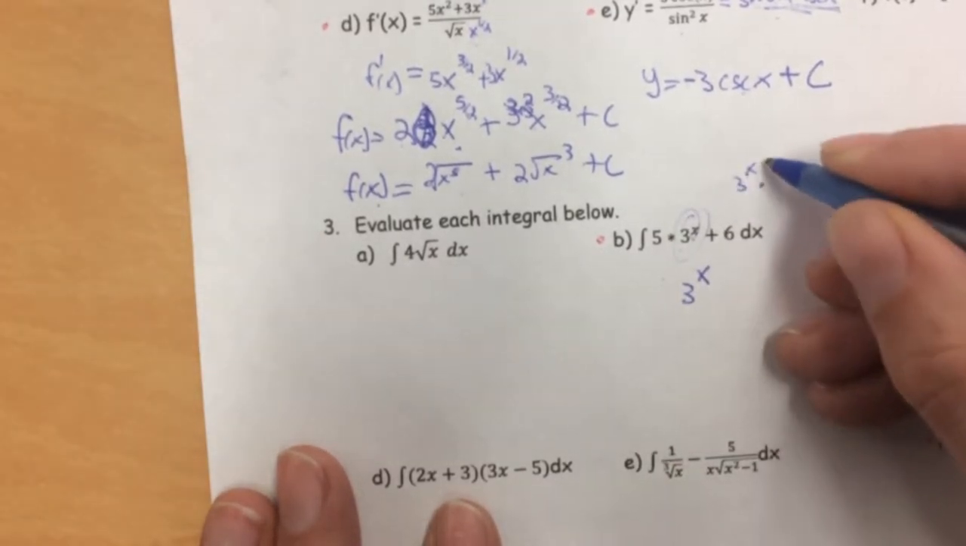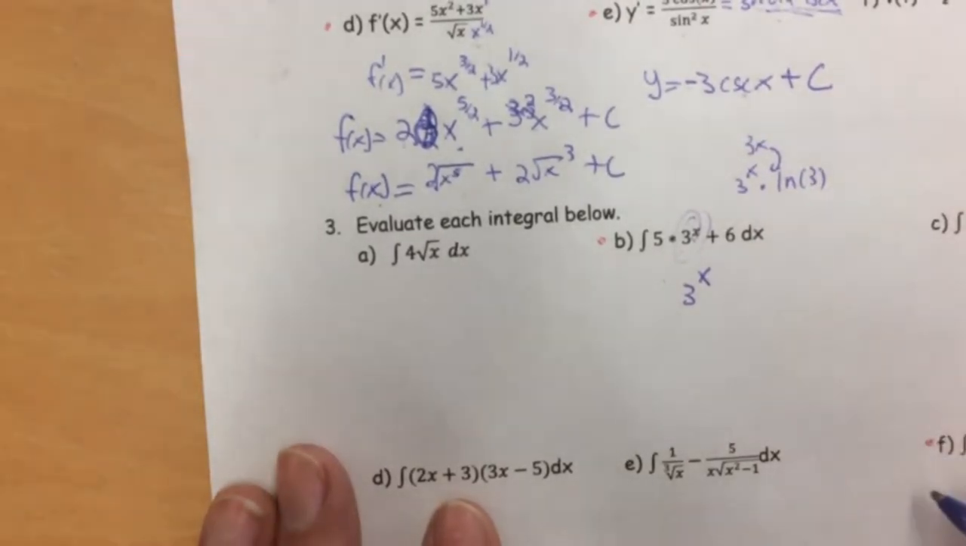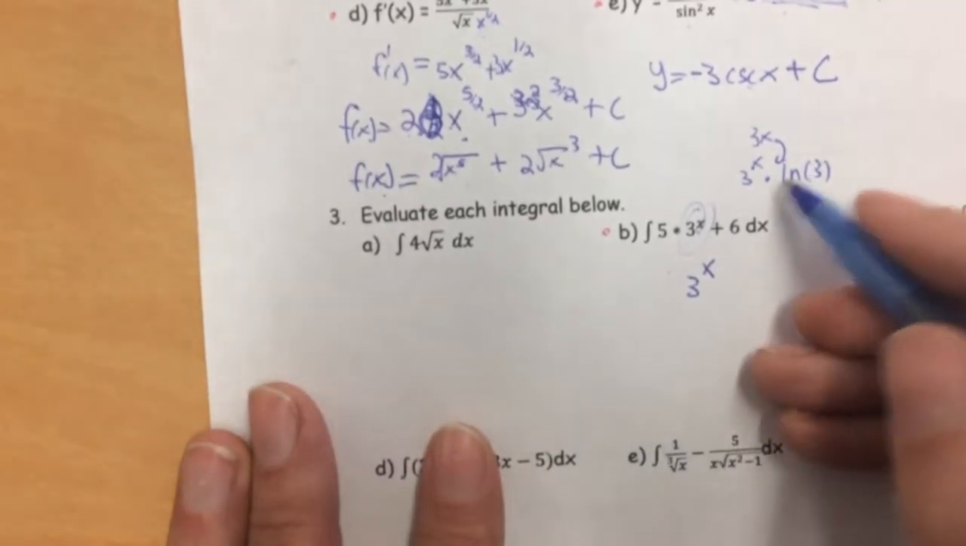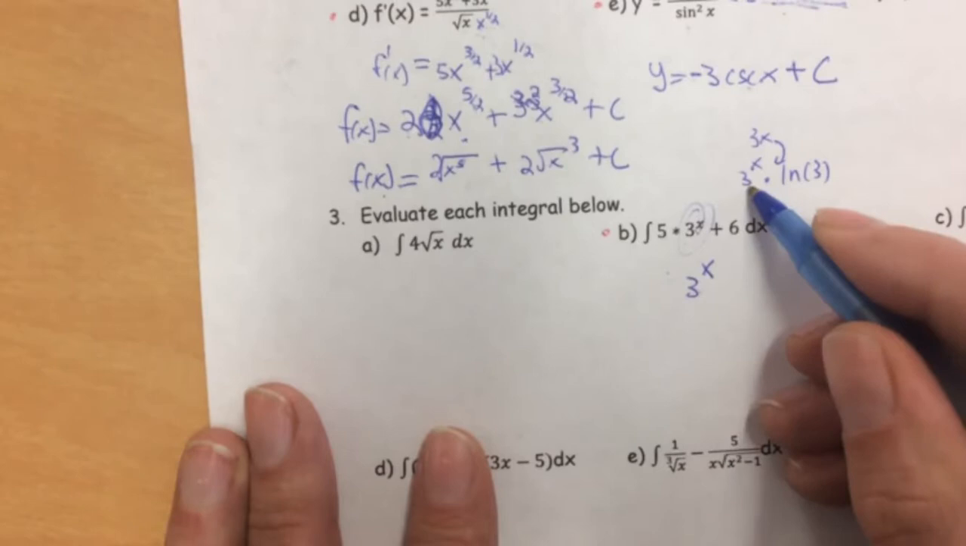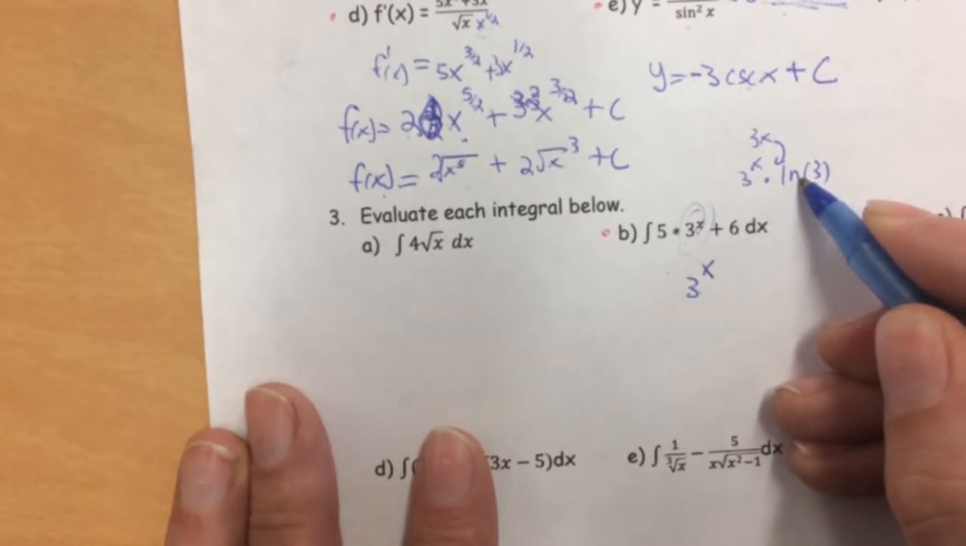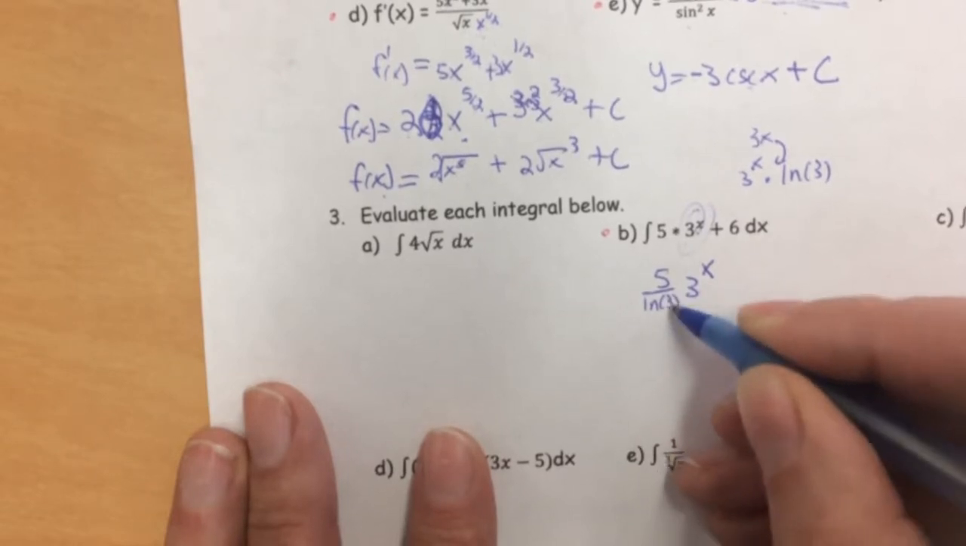If you don't know that the derivative of 3 to the x goes to 3 to the x times natural log of 3, then this won't work, right? You need to know your old derivatives. So if this will multiply by natural log of 3, to undo it, I need to divide by natural log of 3, and that'll go with the constant.